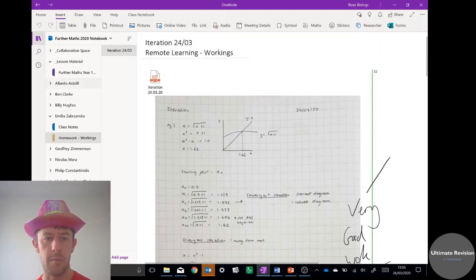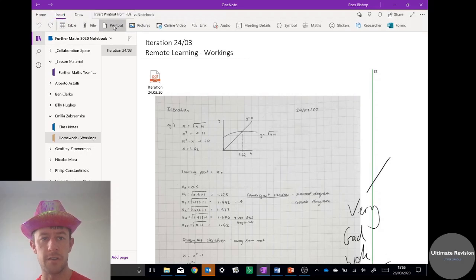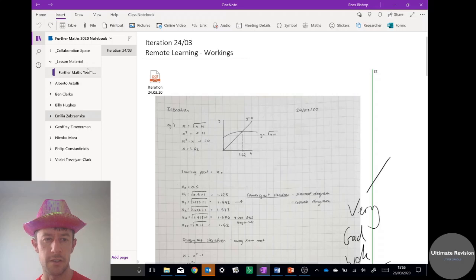In order to go on the right page, you press insert at the top there, print out if it's a PDF, and a picture if it's an image, and then it just uploads immediately on here, and it looks really nice and neat. So please continue to do that.